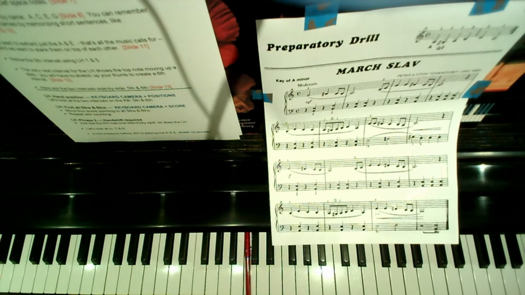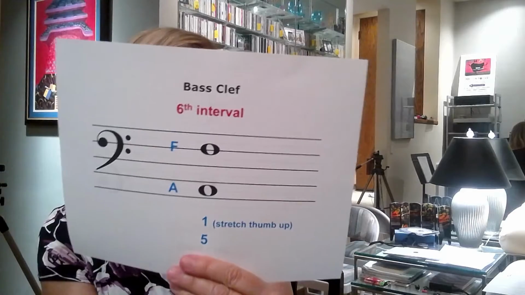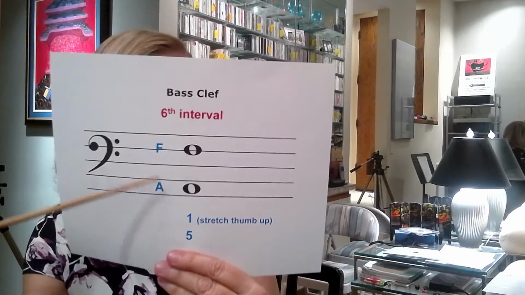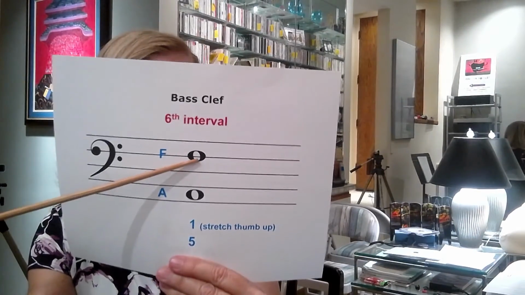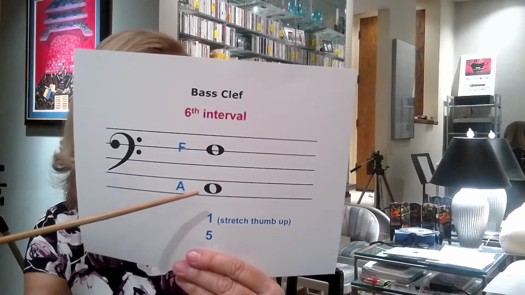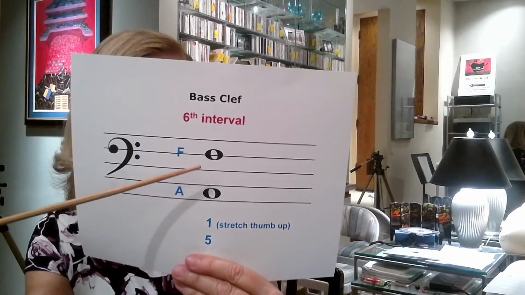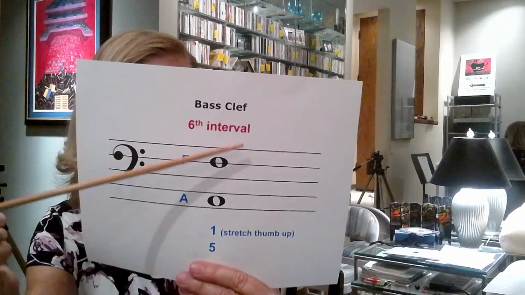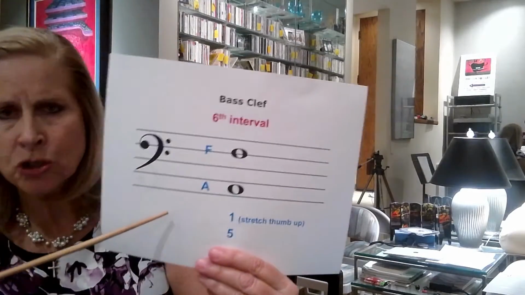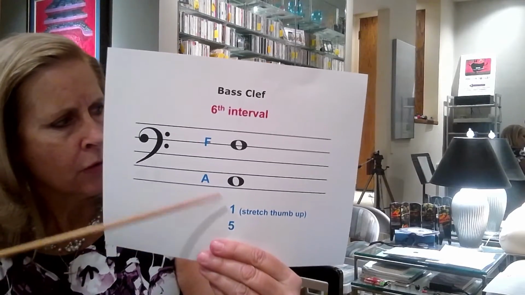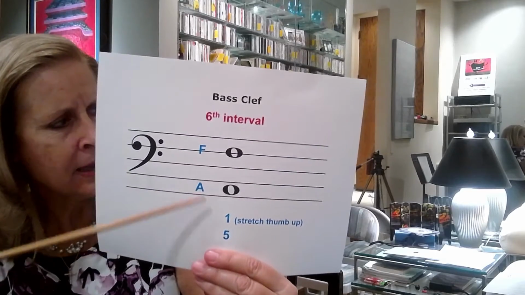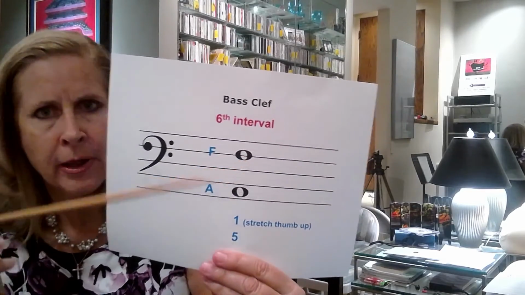Now, the very next interval you're going to want to get is a sixth interval because the E just went up a step to F. And if you count 1, 2, 3, 4, 5, 6, we now have a sixth, and you will need to stretch your thumb up from E to 1 on F. Let's take a look at how that looks as well.